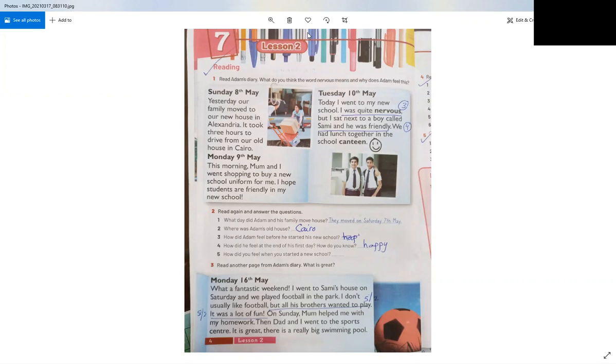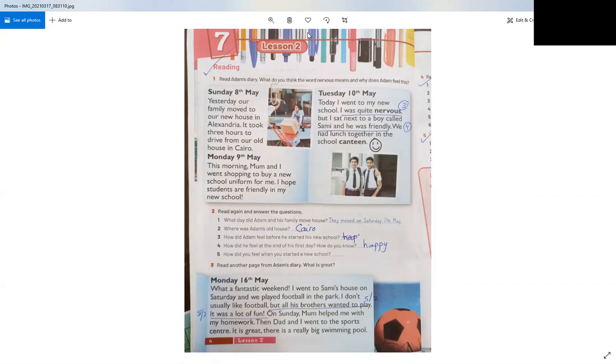Sunday, 8th of May. Yesterday, our family moved to our new house in Alexandria. It took 3 hours to drive from our old house in Cairo. On Monday, the 9th of May, this morning, Mom and I went shopping to buy a new school uniform for me. I hope students are friendly in my new school. Tuesday, the 10th of May, today I went to my new school. I was quite nervous, but I sat next to a boy called Sammy and he was friendly.